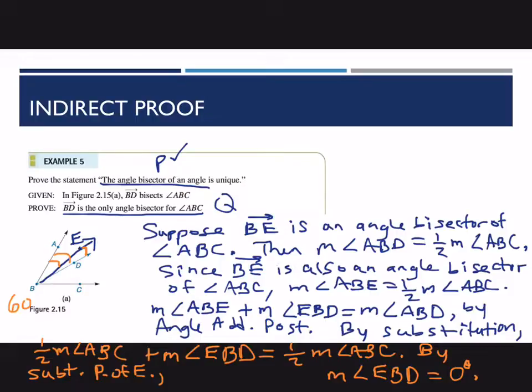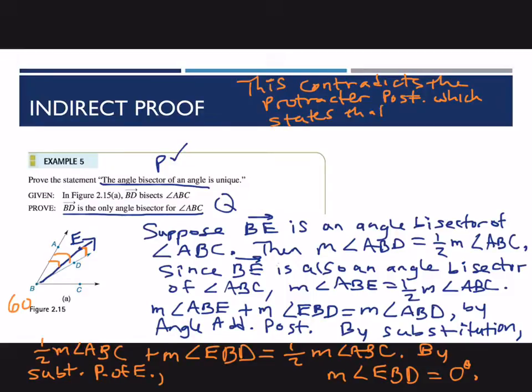So we need to state the contradiction. I'm going to continue this up top here, so I would say this contradicts the protractor postulate, which states that angles must have a unique positive number of degrees.